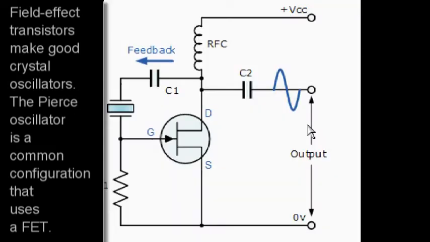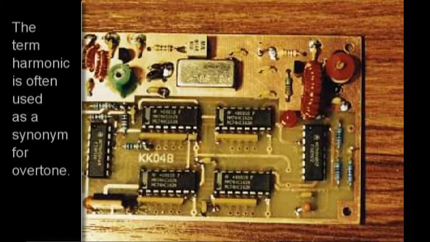Field effect transistors make good crystal oscillators. The Pierce oscillator is a common configuration that uses a FET. The term harmonic is often used as a synonym for overtone.